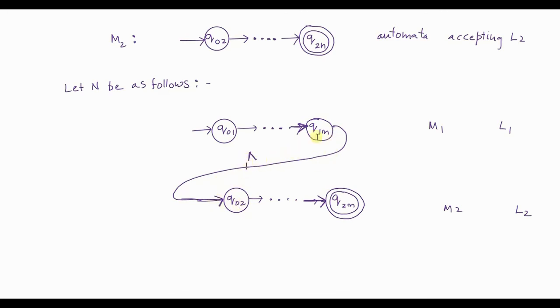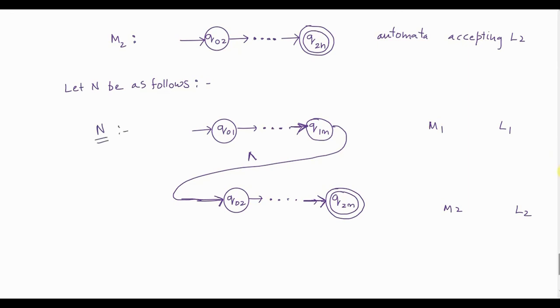Now when you connect these automata with null transition, it simply means that the Q1n state is almost equivalent to the Q02 state. So whatever input was given to Q1n can continue proceeding from Q02. So are we able to draw an automata? Yes. So this is the resultant automata, this is the resultant automata N.